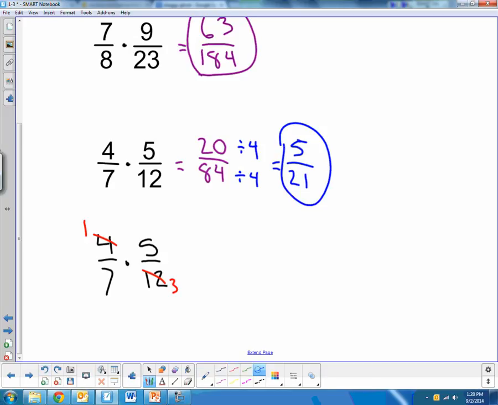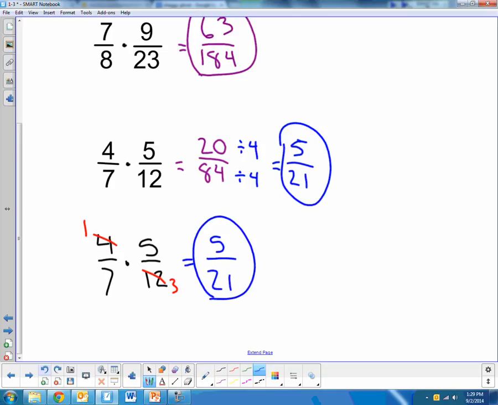We do the same thing with the 5 and the 7. If I look at just the 5 and the 7, can I divide both 5 and 7 by the same thing? No. Those are both prime numbers. We can't divide it any further. And so I can't do any cross-simplifying with those. Now if I multiply, 1 times 5 is 5. 7 times 3, 21. I have my same simplified answer of 5/21.